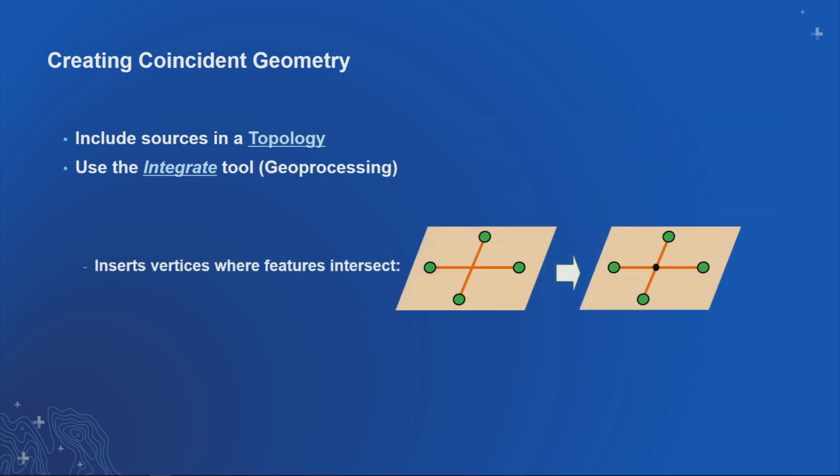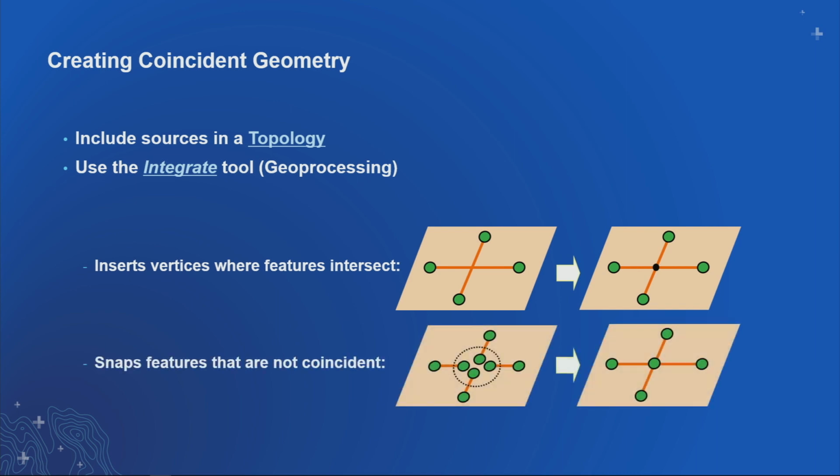And what the integrate tool does is two things. First, it'll put a vertex where lines cross, so everywhere you have lines crossing, it'll add a vertex, and then you can establish your connectivity that way. And maybe more importantly, it'll snap features together that look like they're connected but aren't quite connected.